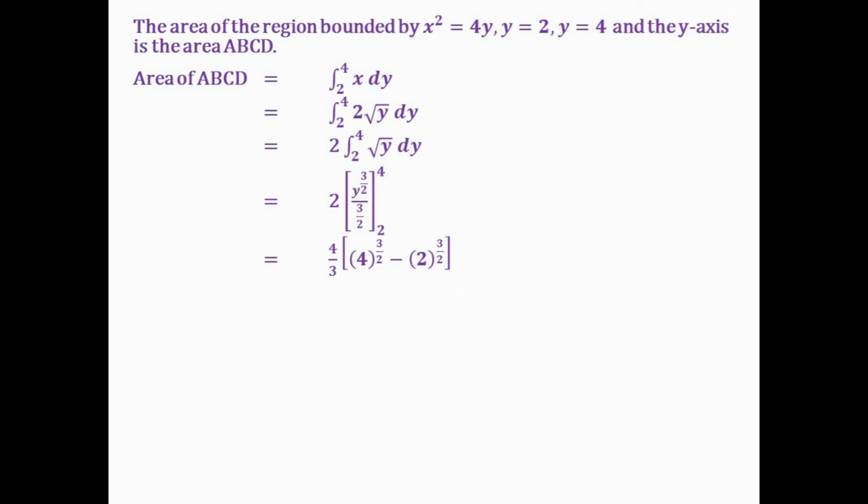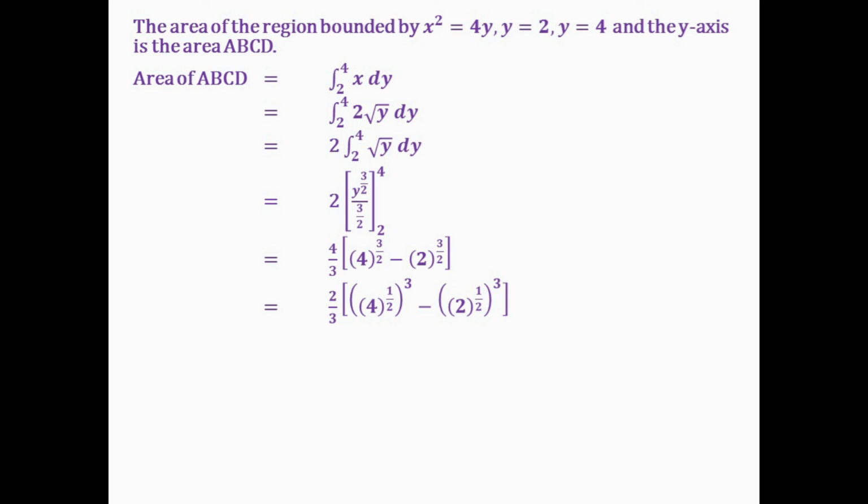Then, in the place of y, substitute the limits. The limits are 4 and 2 and that should be substituted. On substituting the limits, we will get 4 by 3 into 4 to the power 3 by 2 minus 2 to the power 3 by 2. Now 3 by 2 can be split as 1 by 2 into 3. We can split the power into 2 parts, that is half into 3. Power half is nothing but square root. So we will get 4 by 3 into 4 power half the whole cube minus 2 power half the whole cube.